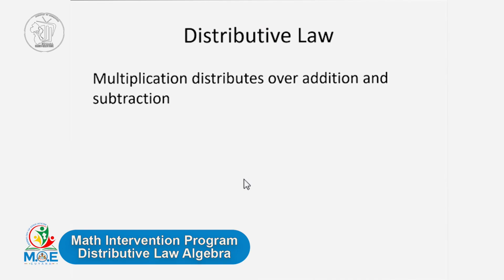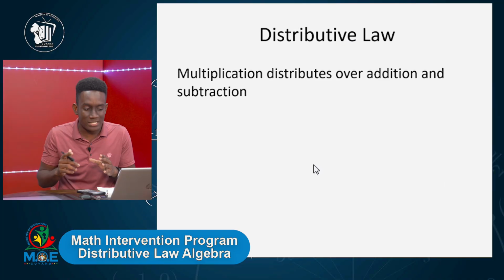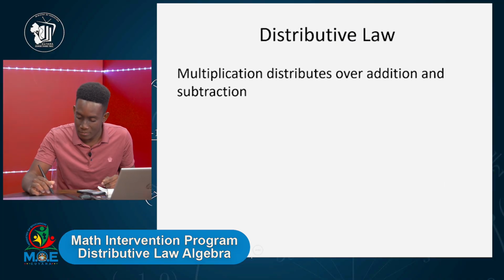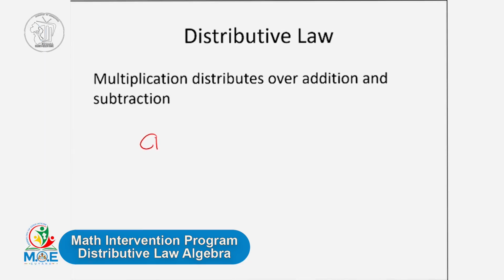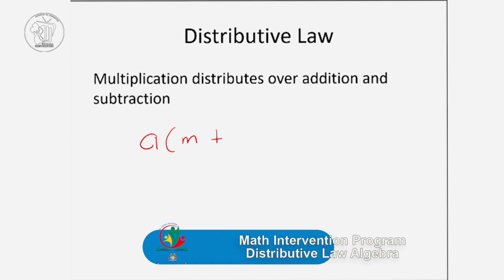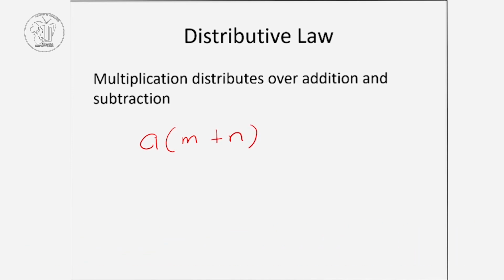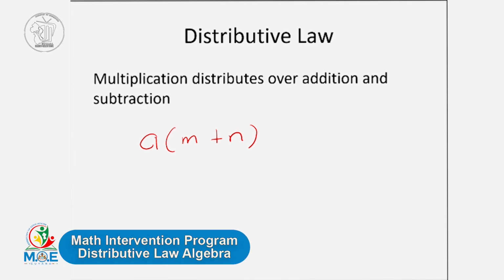So the distributive law says multiplication distributes over addition and subtraction. So what this law basically is saying is that if you have, let's say, A open bracket m plus n, as you can see, this A is directly outside of this bracket. So that means this A is multiplying whatever is in this bracket. So what the distributive law says, you have to multiply this A by everything in the bracket. So this would be A times m would be am plus A times n would be an. And that is what the distributive law says.